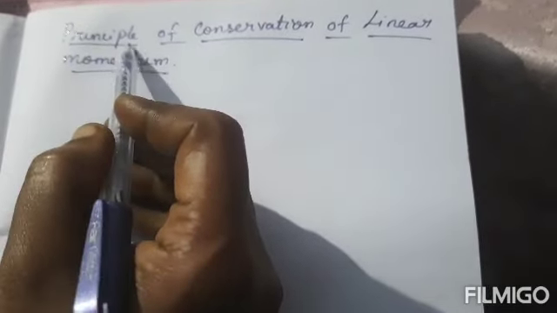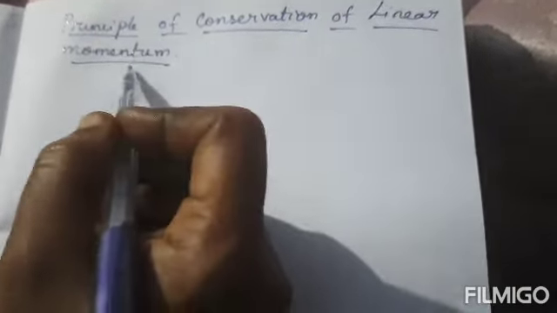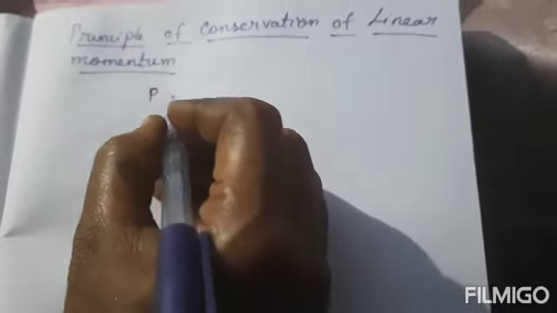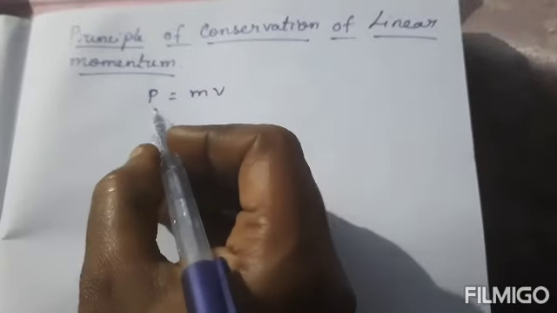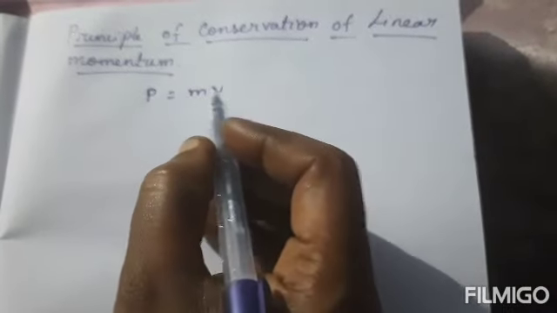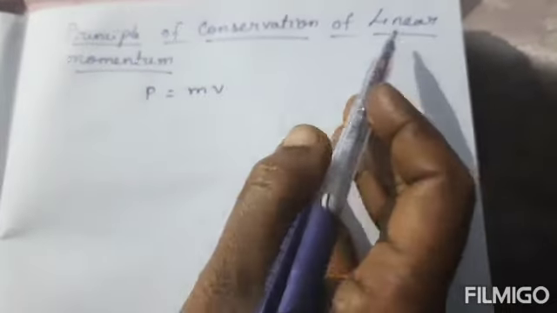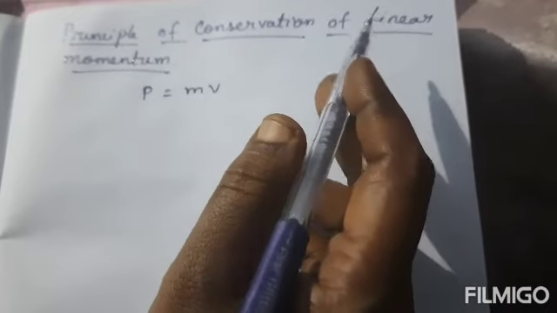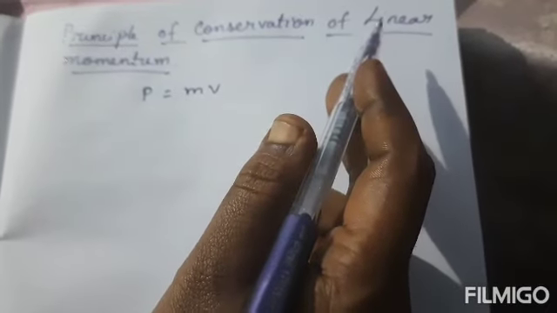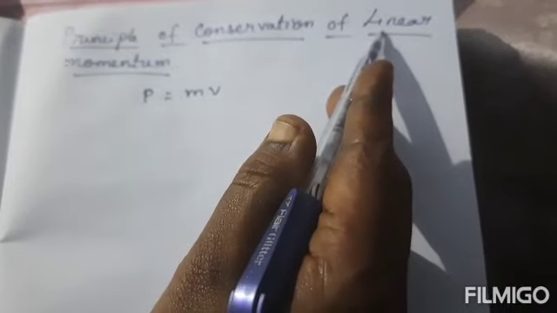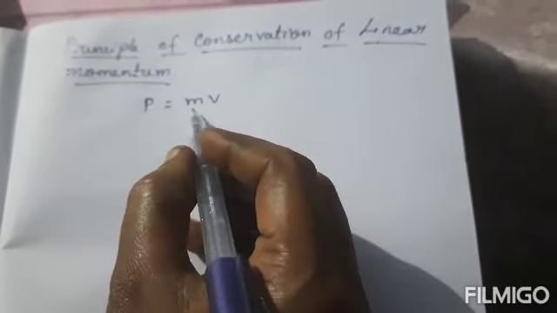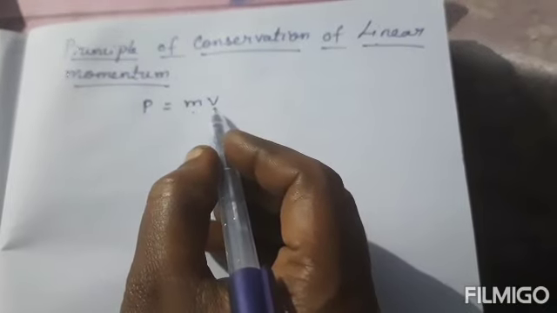We can learn the principle of conservation of linear momentum. Already you have learned momentum. What is the formula for momentum? P equals m into v. P means momentum, m mass, v velocity. Linear momentum means what? Linear means straight line. Last year you learned linear motion and circular motion, no? So linear means straight line, so the body moves along a straight line. So the momentum formula you should know: mass also there, velocity also there.